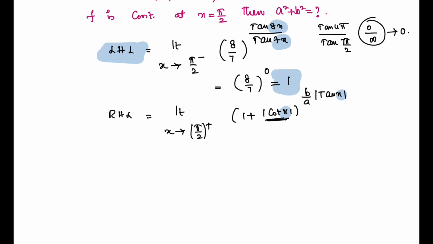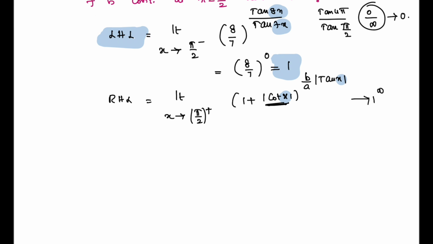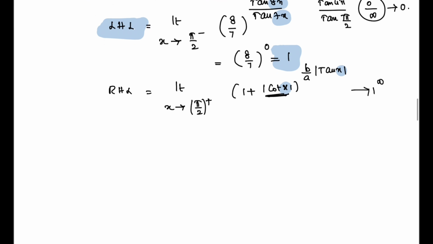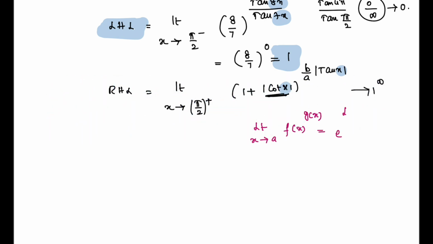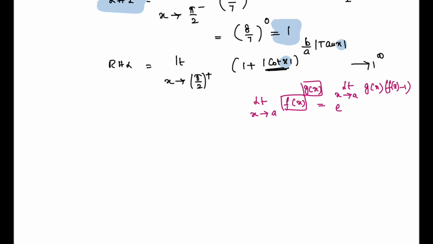This limit is in the form of 1 to the power of infinity, which is one of the indeterminate forms. But whenever you have the 1 to the power of infinity form, for example, the limit as x tends to a of f of x to the power of g of x, and you get 1 to the power of infinity, what we do is write e to the power of limit as x tends to a, bring the g of x function down, and subtract 1 from the base function. So f of x minus 1 we will write.